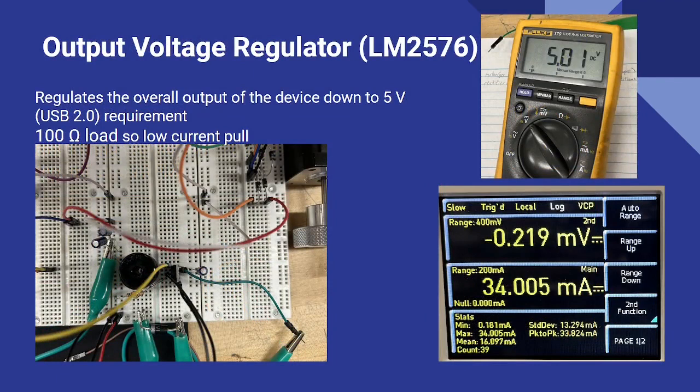Here you can see we breadboarded the output voltage regulator, which is able to regulate the output voltage down to 5 volts in order to power a USB 2.0. On the RMS multimeter in the top right, you can see we hand crank the motor and it regulates to around 5 volts. And we also measured the current using a DMM with a 100 ohm load and got about 34 milliamps as the current. But we expect to get the current we need to power USB devices, which is about 0.5 amps, using our actual setup instead of hand cranking.